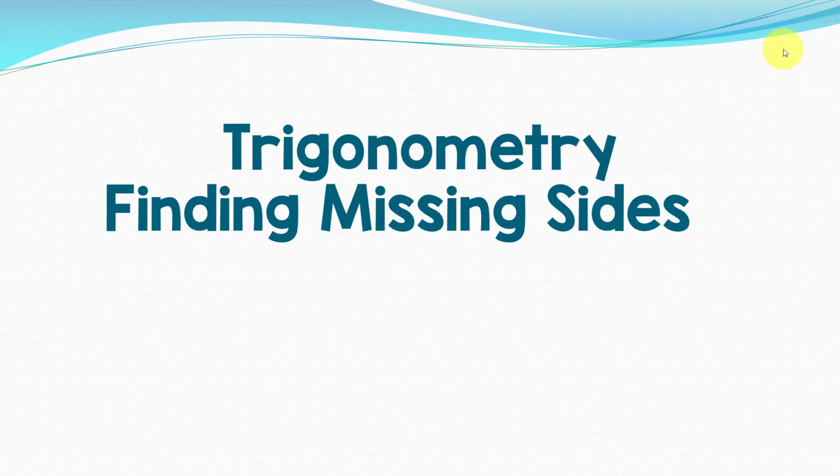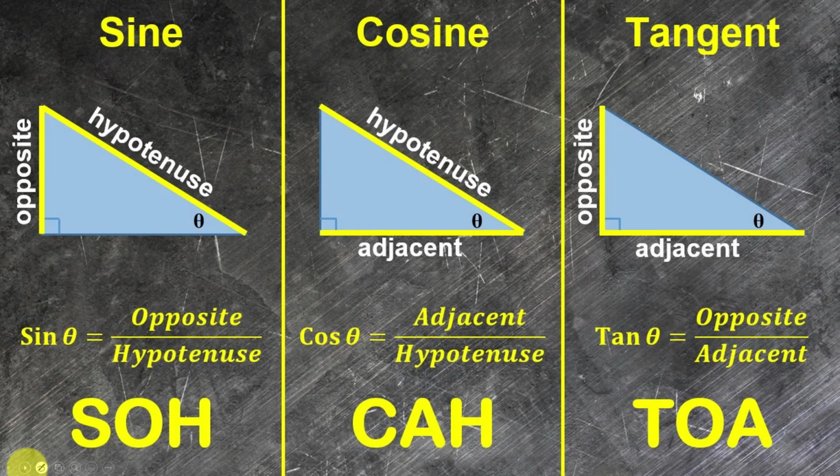All right, so in this lesson, we're going to use the trig ratios that we set up in the last video to find missing sides. Again, we're dealing with right triangles only.